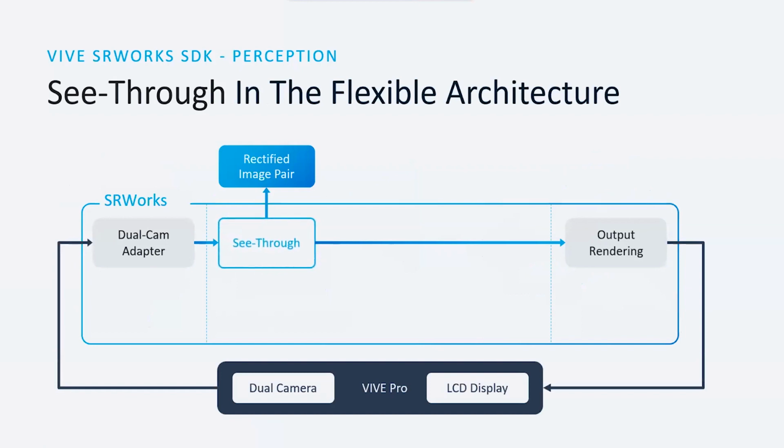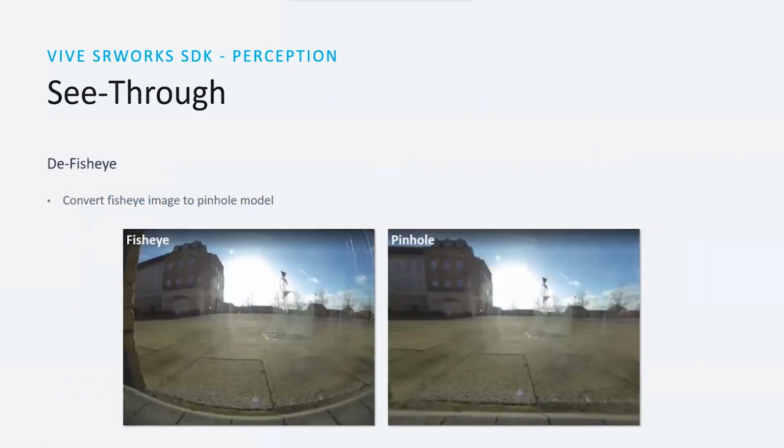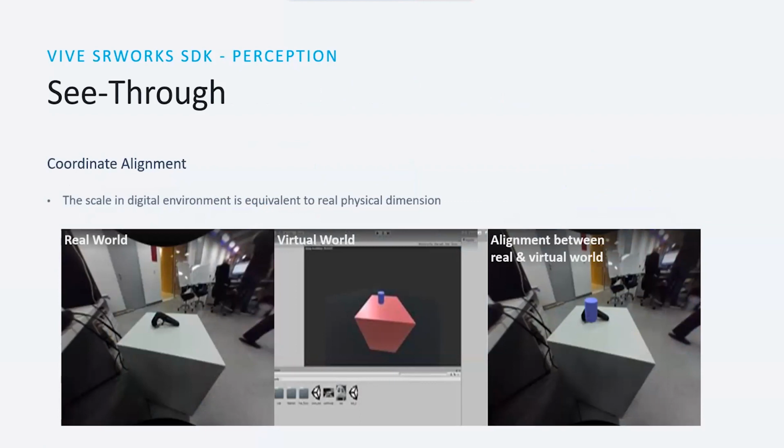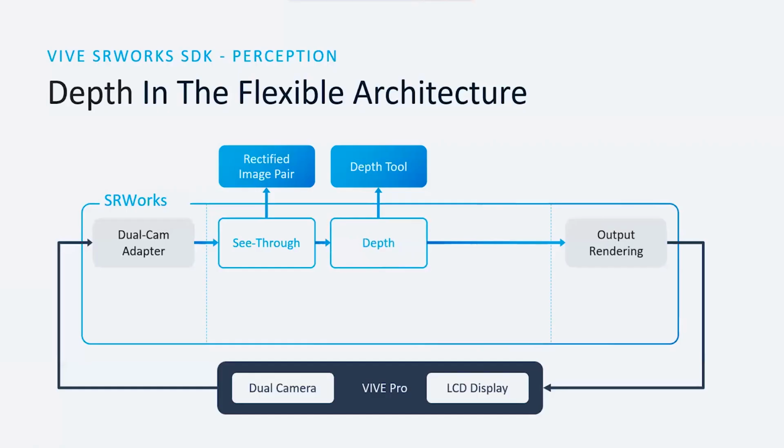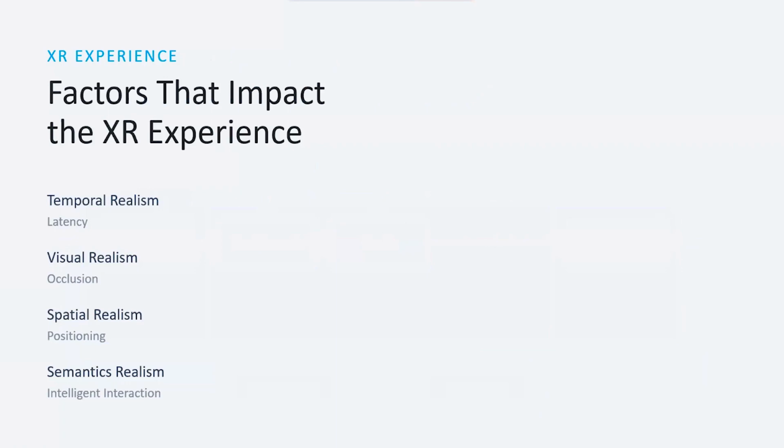We have the ability to do depth. And this is still a see-through feature, basically converting your fish eye lens to correct for any of the required fixing of the lenses. Also, the distance between the two lenses can be fixed in software. And depth is the other feature of SR Works. With depth, you can get real-time meshes. So you can have someone walk in front of you, and you can interact with a virtual ball. You can have it bounce off of someone in real time.